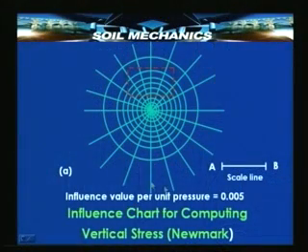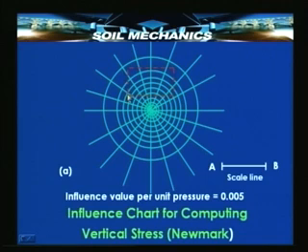Then what is the value of each one of these small sectoral areas? It is possible to choose any given value of influence factor and plot these concentric circles to a predefined scale AB. However, after several trials and based on his experience, Newmark plotted a chart with an influence value equal to 0.005, which means that every small area here contributes an influence factor of 0.005.